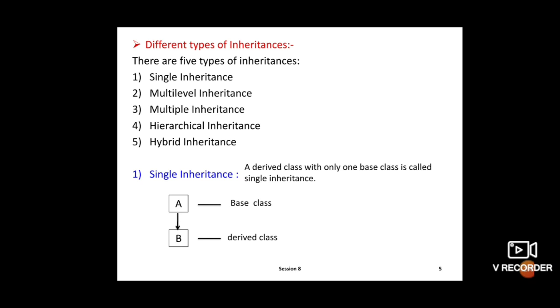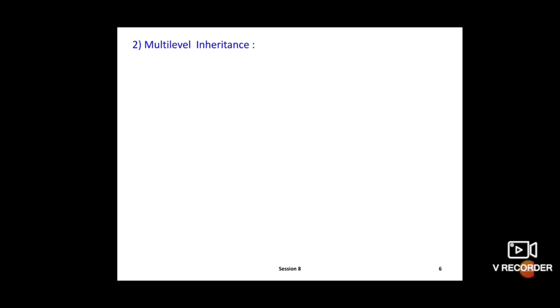This means A is an old class and B is a new class, meaning we derive this B class from this old class. This is single inheritance. Understood, students? Now the next type is multi-level inheritance.